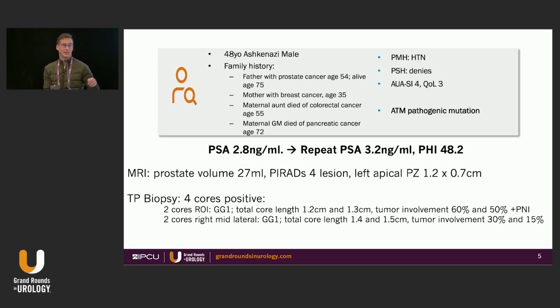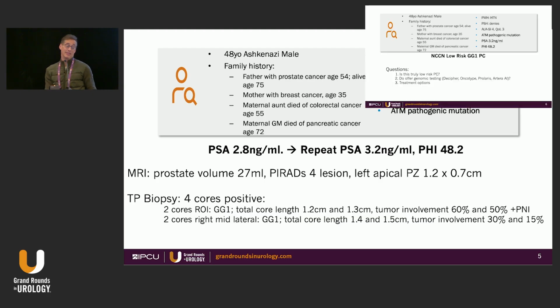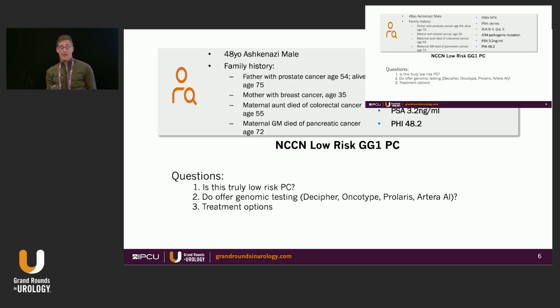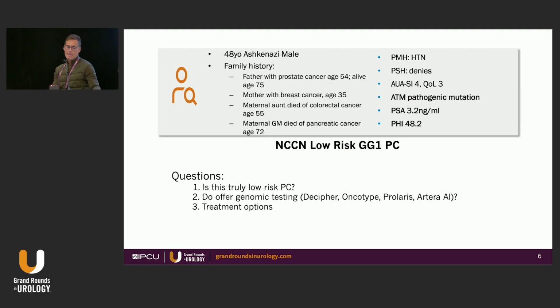So ultimately, and it looks like we're running short of time, he ended up having grade group 1 cancer in mostly the region of interest and other places. And again, this is an ATM carrier and it's seemingly low risk disease. Do you do other genomic testing? Do you talk about treatment? What is your discussion at this point? And certainly drawing on the data suggesting there's a significantly higher risk of having grade group 3 or higher on surveillance over time. So I think we'll probably end there, but I guess comment on management strategy based on that.